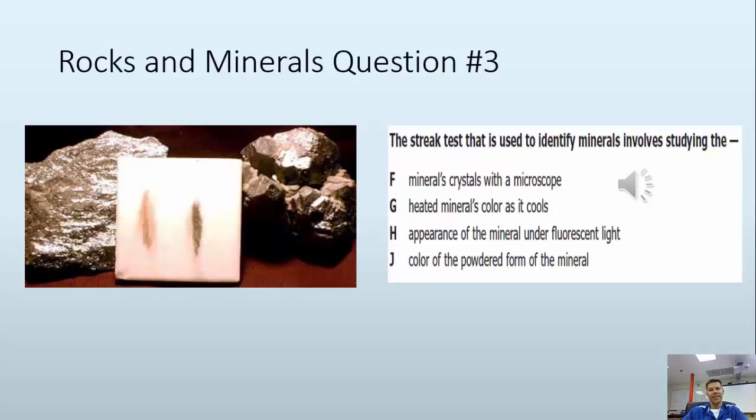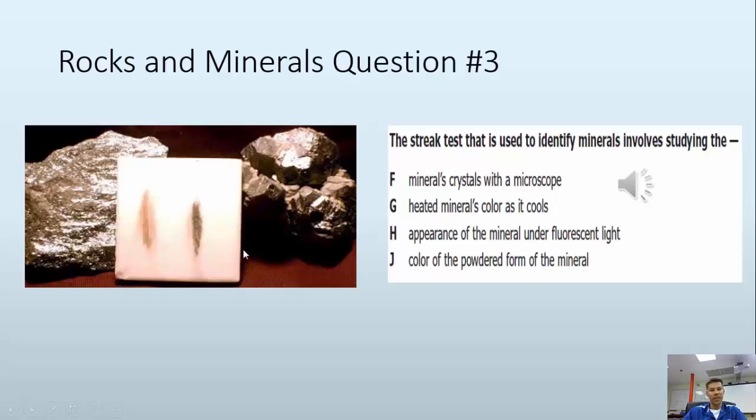The streak test that is used to identify minerals involves studying, we just got to know what the streak test is. If you remember in class, what we did is we took minerals and rubbed them on this white ceramic plate and checked the streak that was left. Intuitively, you may think that it would always be the same color, but sometimes minerals have a false exterior so you're not sure what the true color of the mineral is. This is a way to tell.